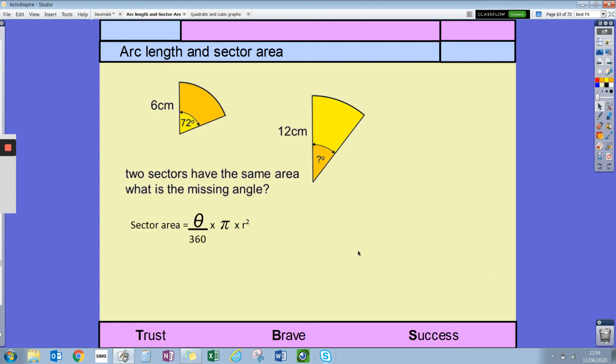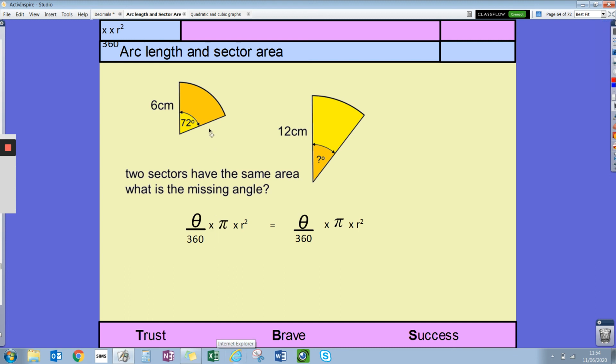Here's another exam style question. These two sectors have got the same area. What's the missing angle? On the right-hand side, we've got an angle here that we don't know, and we're going to try and find what it is. We know that both of these have the same area, so we're going to use the sector area formula to help us out. I know that this one here has the same area as this one here, so I know they're equal to one another.